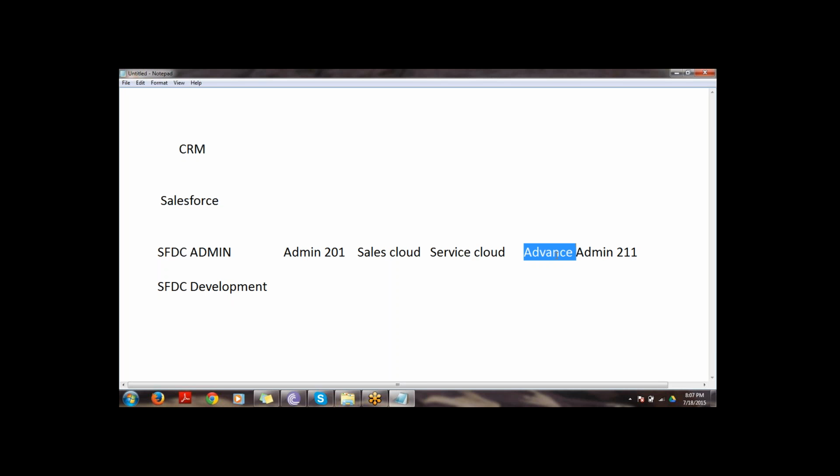Remember one important point, guys. If you want to write the sales cloud, service cloud, or advanced admin exams, first of all you must complete the admin 201 certification. Once you complete this 201 certification, only then will they allow you to write the sales cloud, service cloud, and advanced admin certifications.